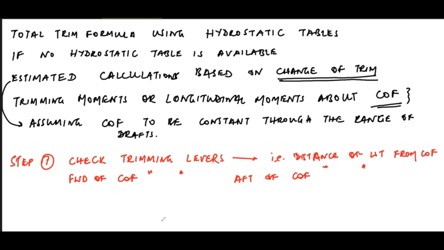Very quickly, let me just try to show you what we are talking about here. Let us say this is the center of rotation. Now, check the trimming lever. Trimming lever means distance of the weight from the center of rotation. And this, we are going to call it as DCF. Remember, this is the third D now coming into your numerical.